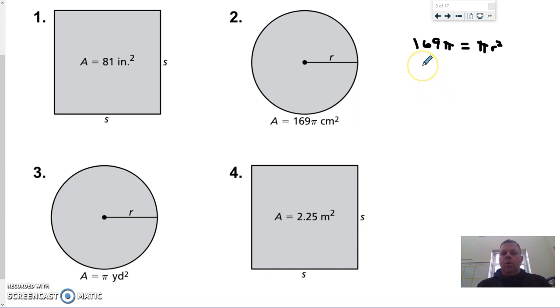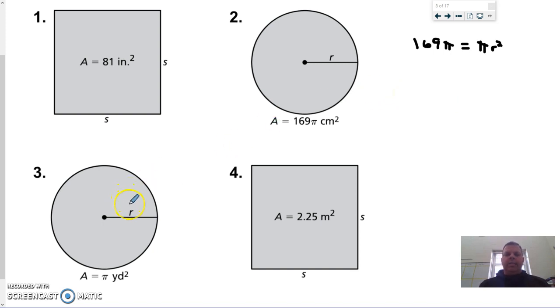In our second example, we know that area equals pi r squared. Our area of this problem is 169 pi, so that equals pi r squared. In order to get the r squared by itself, I need to divide both sides by pi. That will leave me with r squared equals 169. Because I have that, I also know that r times r equals 169. 13 times 13 equals 169, so our answer is 13.